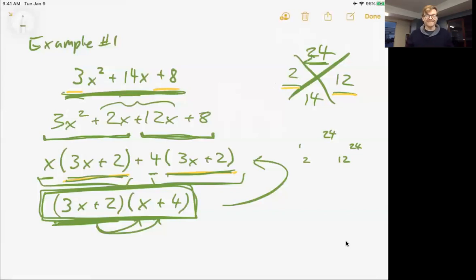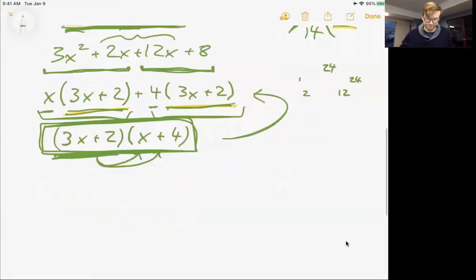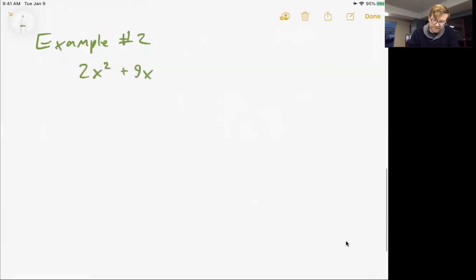That said, let's take a look at a slightly more challenging example. It's a little more challenging because the numbers are a little bit bigger and because we got some negatives in there. So let me show you my example number 2: 2x squared plus 9x minus 35.